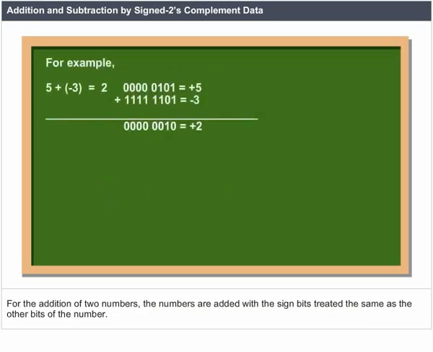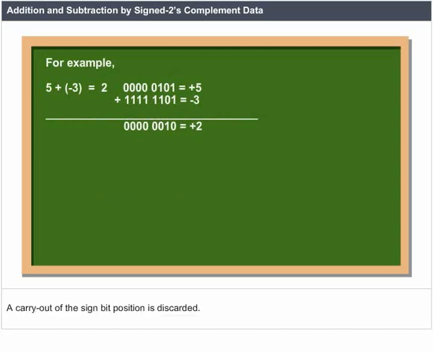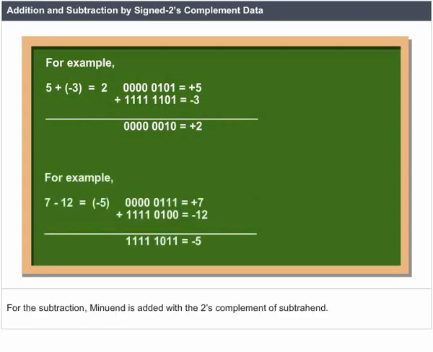If the sign bit is 1, the entire number is represented in 2's complement form. For the addition of two numbers, the numbers are added with the sign bits treated the same as the other bits of the number. A carry-out of the sign bit position is discarded. For the subtraction, the minuend is added to the 2's complement of the subtrahend.